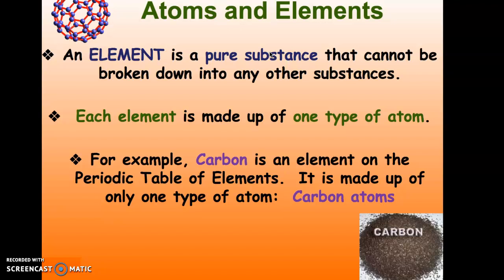Each element is made out of one type of atom, so I could have a bunch of different atoms together and they could still be an element as long as they were made of the same type of atom. For example, carbon is an element on the periodic table of elements. It's made up of only one type of atom, carbon atoms. Later, we'll get into distinguishing between molecules and compounds. Molecules and compounds are made up of multiple types of elements.